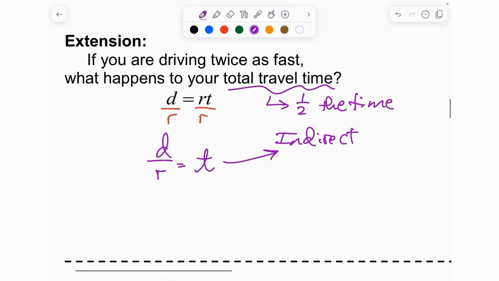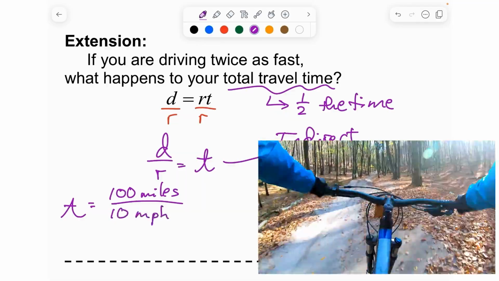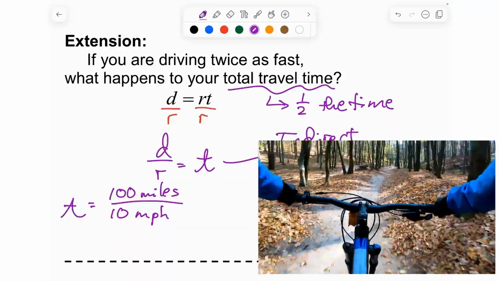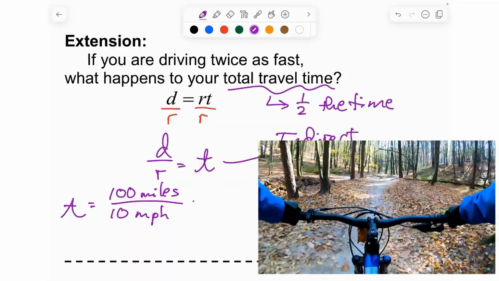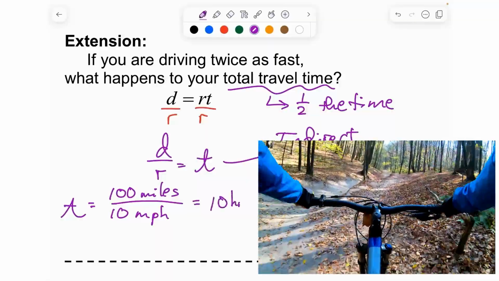Now, the nice thing about this equation is that it now allows us to investigate some sample numbers. So one more time, just to help you guys get comfortable with this. Let's say that you're going 100 miles, right? Kind of a pretty long trip. And how fast are we going to go? Maybe it's a bike ride, so we're going like 10 miles an hour. So that's a pretty long bike ride, but you're going 100 miles at 10 miles an hour. What's your total time? Yeah, it's going to be 10 hours.